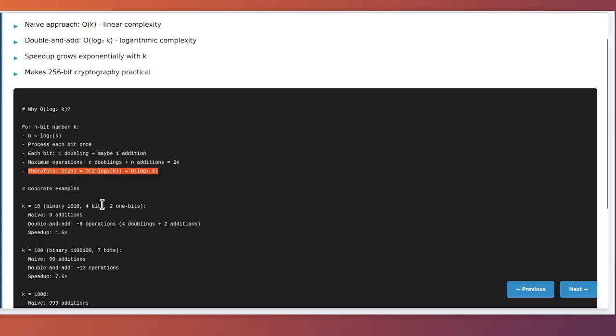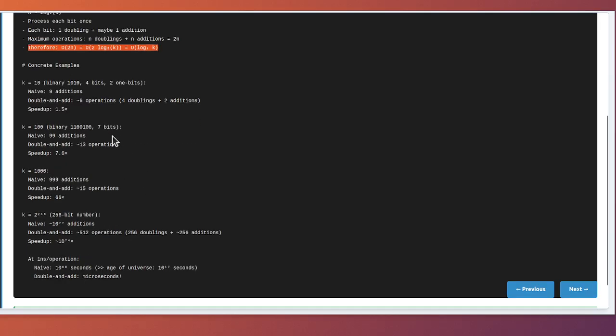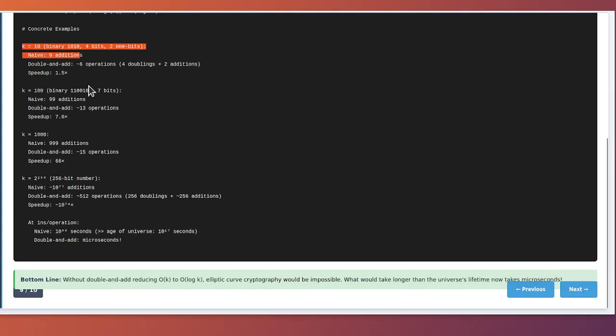The table on the slide shows concrete comparisons. For k equals 10, the naive method requires 9 additions, while the double and add method needs about 6 operations. This results in a modest 1.5 times speedup. For k equals 100, the naive method requires 99 additions, whereas the double and add method needs only about 13 operations. This makes us 7.6 times faster. For k equals 1000, the speedup reaches 66 times. You can see the pattern. As k grows, the advantage of double and add grows exponentially.